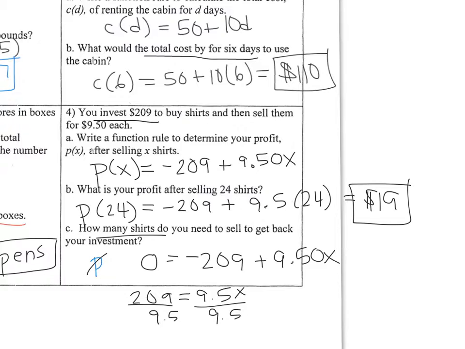So I do 209 divided by 9.5, and I get 22. So it's exactly 22. Make sure you put a unit, shirts. Now this would be a discrete situation too, because I can't buy and sell parts of a shirt. Even though money can be decimals, I cannot take parts of a shirt.